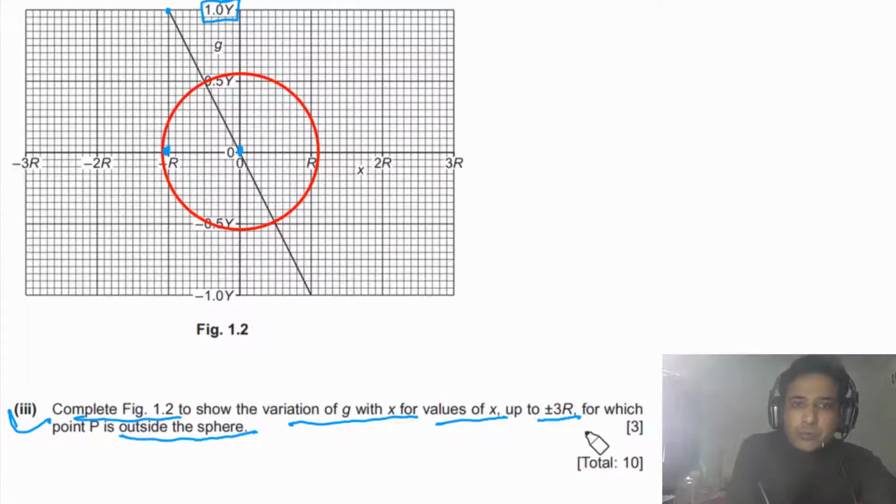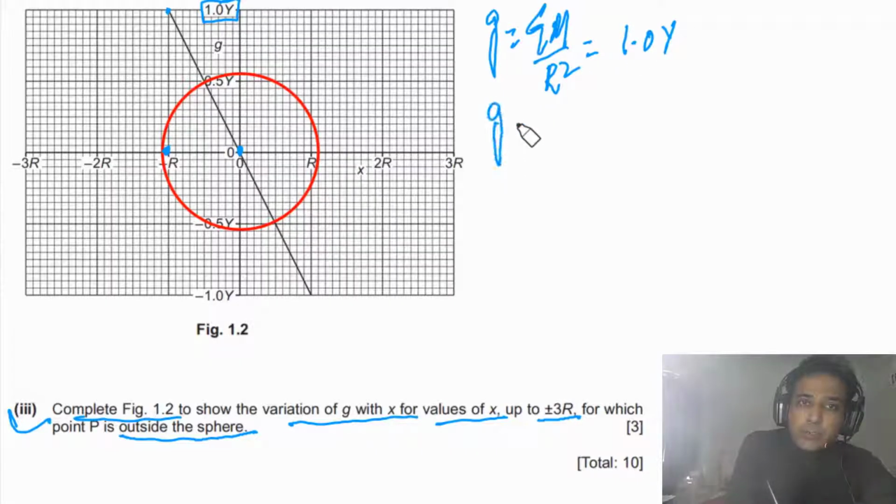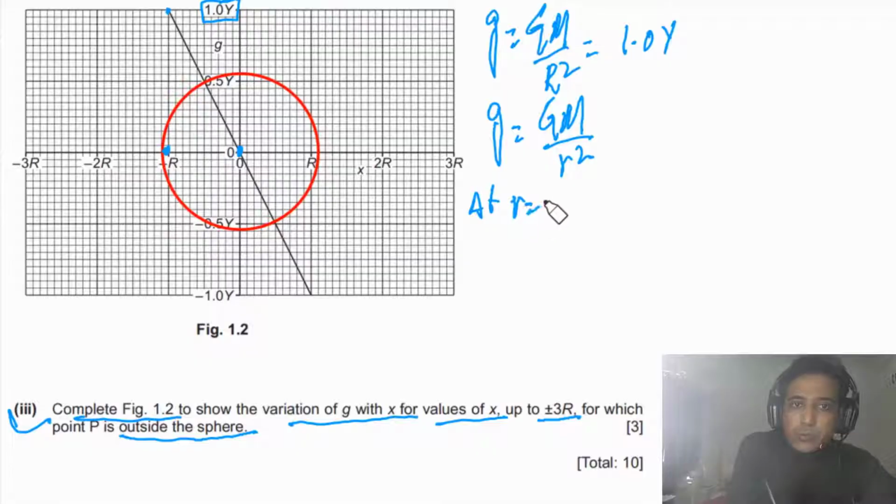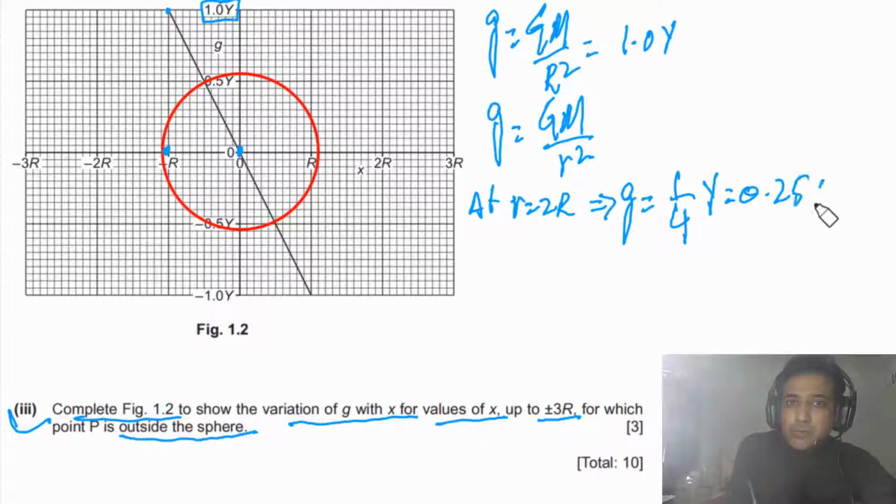Now we need to find the value of g outside the sphere, if the distance is equal to 2R, or 3R. So first of all, we can write g is equal to GM divided by R squared, and this is equal to 1.0. We can also write the general expression for this one. We can say g is G times capital M divided by r squared, and r is the distance from the center of the sphere. So at distance r equal to 2R, the value of g will be 1/4, because 2 squared is 4, so this is 1 by 4 of y, or we can say this will be equal to 0.25y.